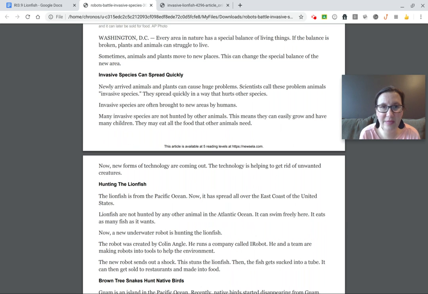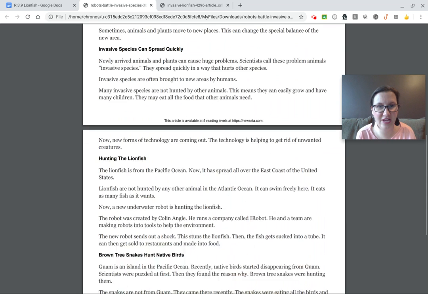Newly arrived animals and plants can cause huge problems. Scientists call these problem animals invasive species. They spread quickly in a way that hurts other species. Invasive species are often brought to new areas by humans. Many invasive species are not hunted by other humans. This means they can easily grow and have many children. They may eat all the food that other animals need. Now, new forms of technology are coming out. The technology is helping to get rid of unwanted creatures.